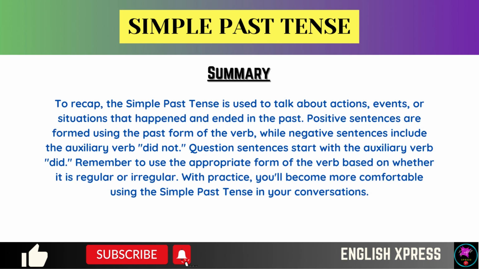To recap, the simple past tense is used to talk about actions, events, or situations that happened and ended in the past. Positive sentences are formed using the past form of the verb, while negative sentences include the auxiliary verb did not. Question sentences start with the auxiliary verb did.